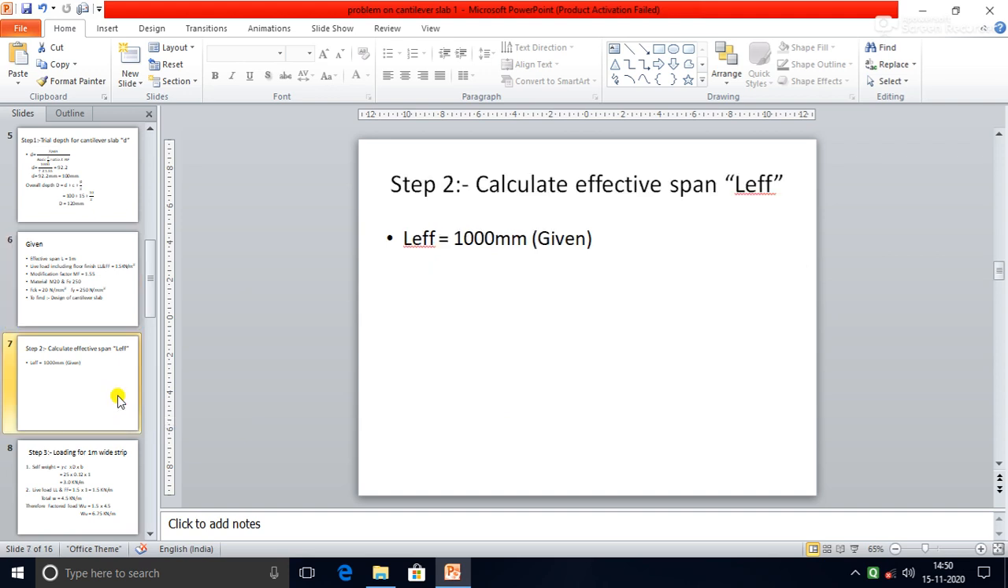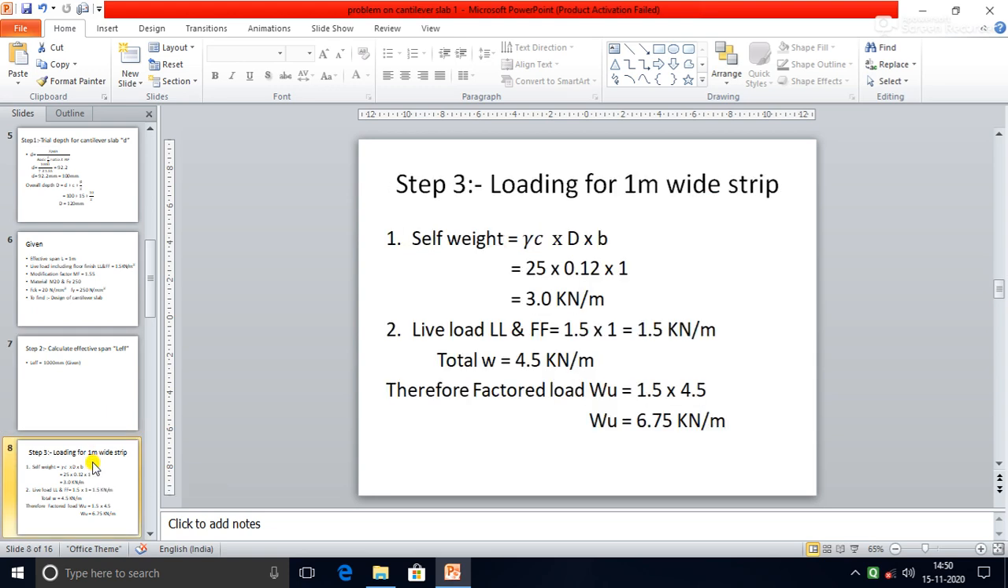In the first step we calculated the assumed depth and overall depth. The second step is to calculate the effective span. In this problem the effective span is directly given, that is 1 meter, or 1000 mm. Then the third step, loading for a 1 meter wide strip. While designing any type of slab, whether one way, two way or cantilever slab, we always consider 1 meter width of the slab to calculate the self weight. So here, the self weight of the slab, where gamma c is the weight density of concrete, is taken as 25 kilonewton per meter cube.